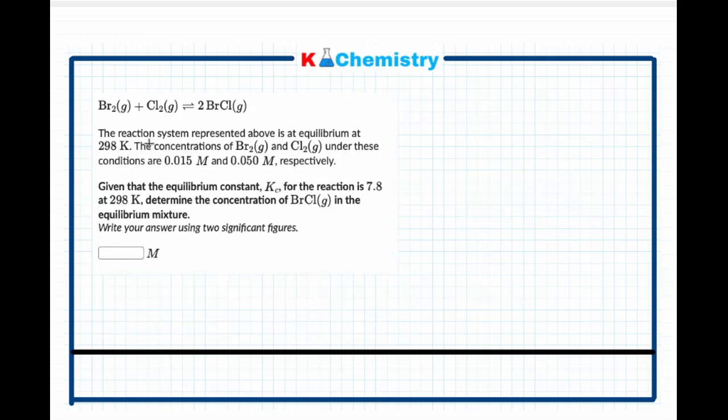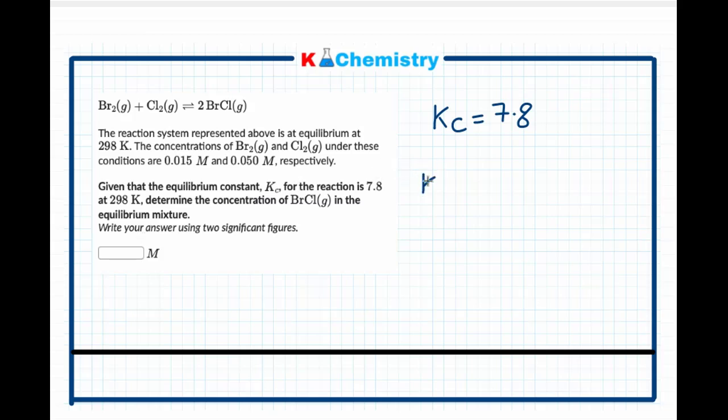In this question, I have a reaction at equilibrium at 298 Kelvin. The concentrations of bromine and chlorine gases under these conditions are 0.015 molar and 0.050 molar, respectively, given that the equilibrium constant Kc is already found to be equal to 7.8 at 298. Find the concentration of BrCl in the equilibrium mixture. So in order to find the concentration of BrCl in the equilibrium mixture, let's first write the balanced equation.